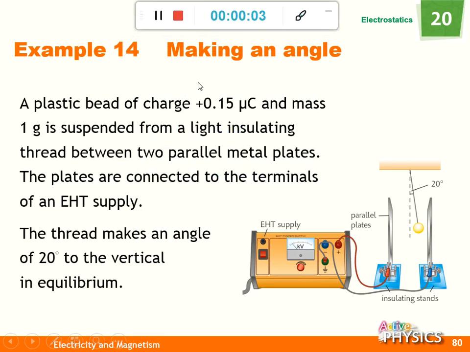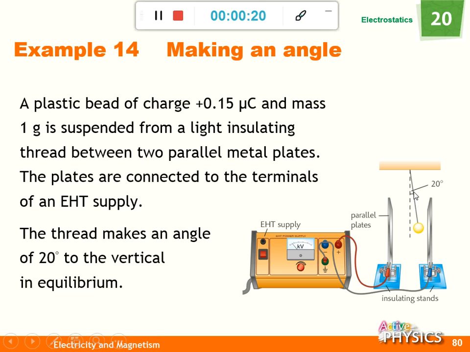Example 14, making an angle. This one, we have a ball. This ball should be a conducting ball. It means that we may use a table tennis ball and then cover the surface with aluminum foil.